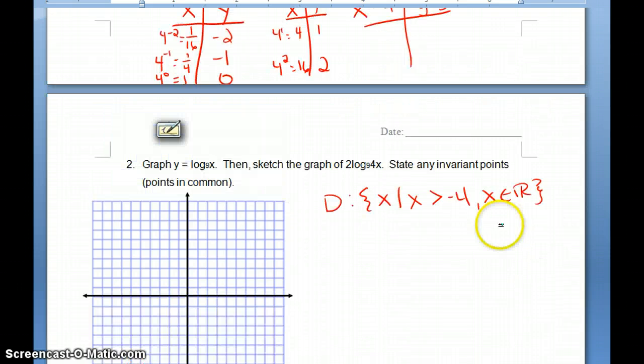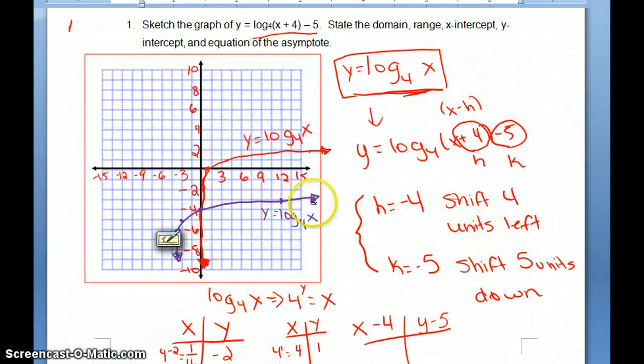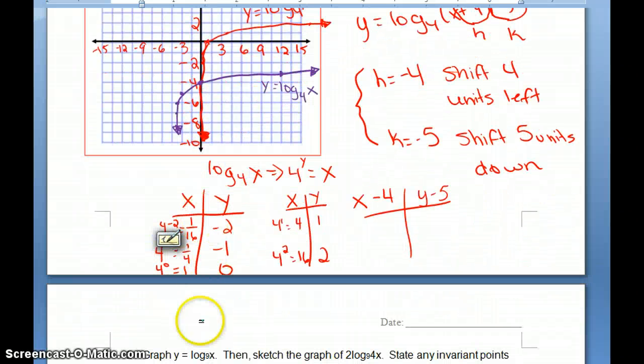Alright, so let's scroll up to our graph there. So here you guys can see that x must be greater than -4. If we were to use those values for our x minus 4 and y minus 5, what we'd see is that the graph will never touch x equals -4. It'll never cross that point.